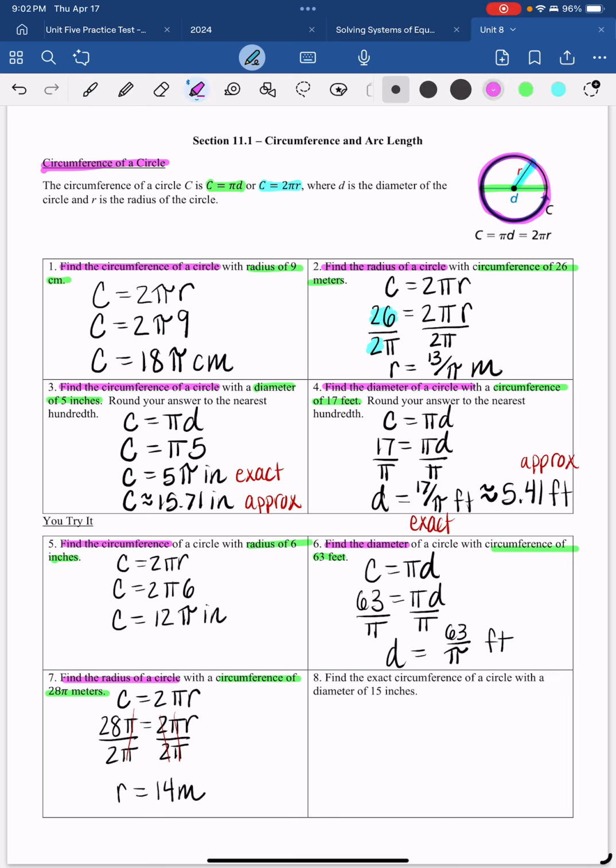Last example, we need to find the exact circumference of a circle that has a diameter of 15 inches. So since we know diameter, we're going to be using circumference equals pi d. The diameter is 15 inches, so we'll substitute 15 in. And then since we need the exact circumference, we can just switch the order. So that circumference would be 15 pi, and then for our units, we use inches. This one said exact, so we're making sure we don't put that into our calculator.